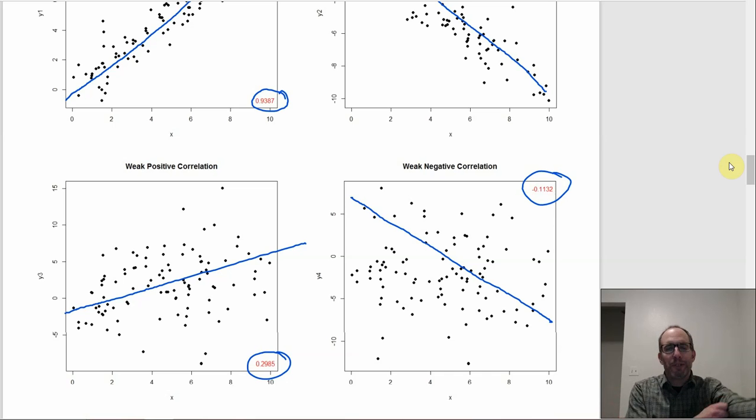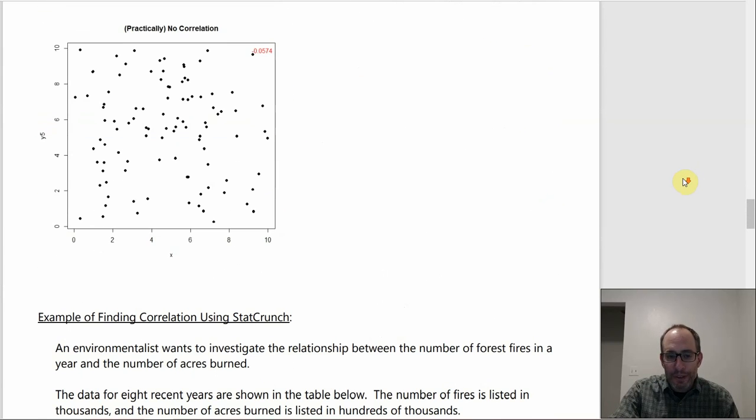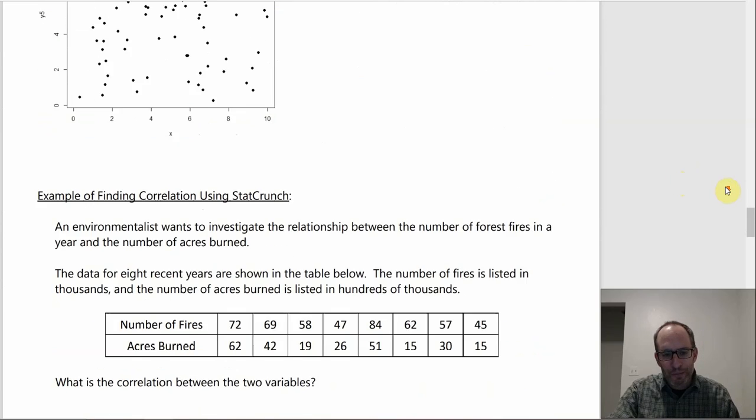But so the idea of strong and weak, context does play a big role in that. Let's see. And then there's the one with practically no correlation. And then you can see it up here. It's negative 0.0574. So if you're going to draw a best fit line to that, where does it go? It's kind of hard to tell. Is it going from the upper left to the lower right? Is it going from the lower left to the upper right? It's tough.